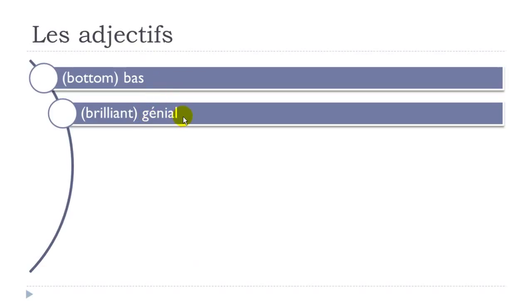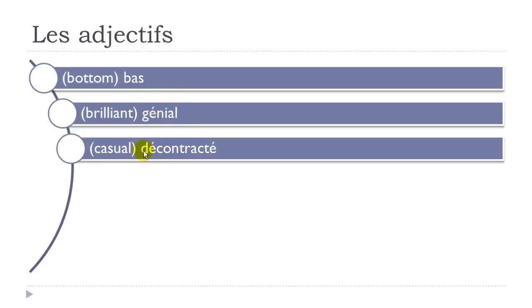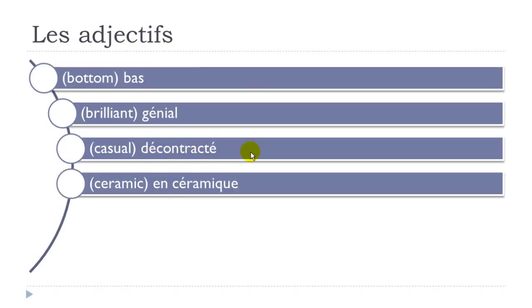Génial. Décontracté. Okay, so you've got accent aigu here and here, so it's E. Décontracté. Okay, décontracté. En céramique. Okay, so remember this Q-U-E here will give you the sound K. Okay, céramique, because you don't insist on the final E. Céramique. Alright? En céramique.